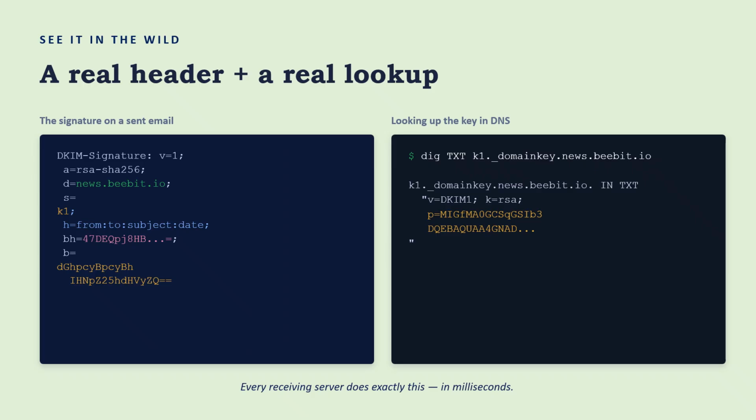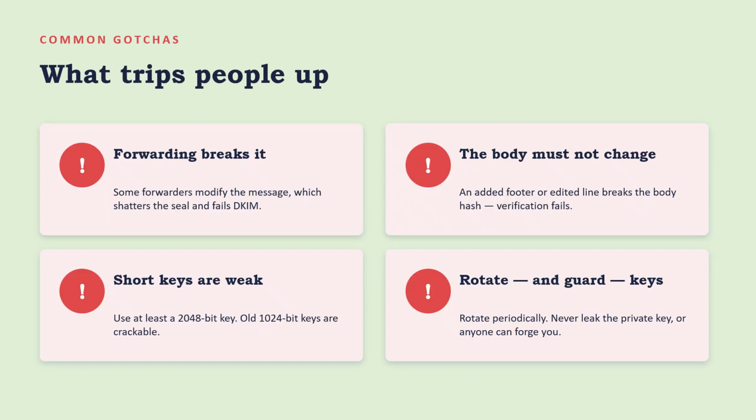An actual DKIM-Signature header from a sent email is shown on the left, displaying the domain, selector, and signature blob. On the right, the corresponding key is retrieved from the DNS. With a single command, the public key used globally to verify email authenticity is revealed. This verification process is performed automatically by every receiving server within milliseconds.